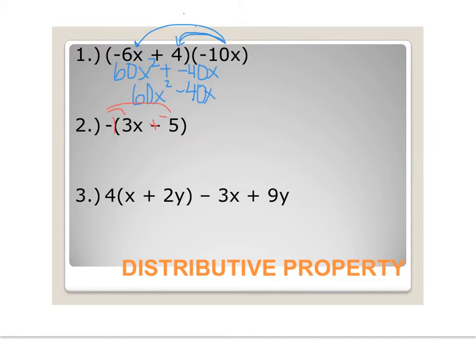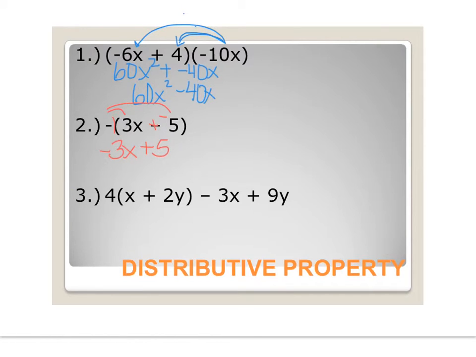So -1 times 3x is a -3x plus -1 times a -5 is a +5. And I should be commenting here that these two are not like terms at all, so we don't combine them, and this ends up being our final answer. Same thing this one up here. These two are not like terms. They do both end in an x, but this one's x squared. So these two are not like. That's our final answer.